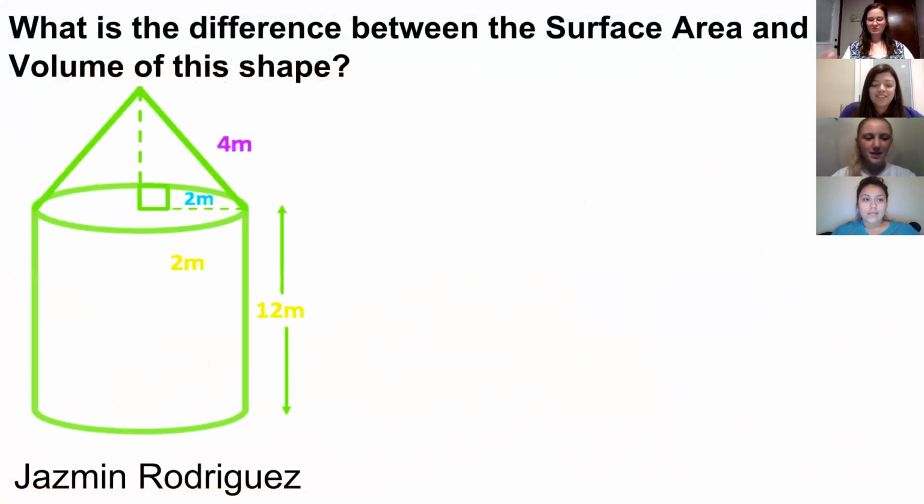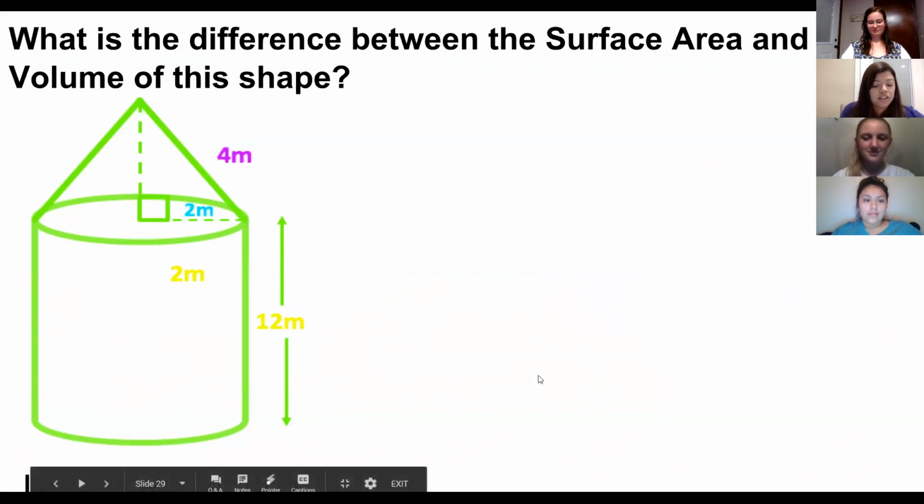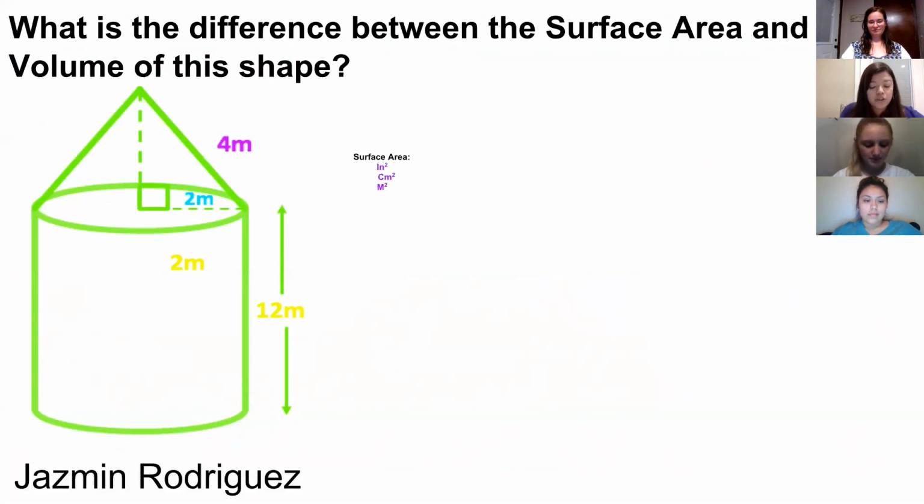Jasmine, can you explain the difference between the surface area and the volume of this shape? Of course I can. I know we've done a lot of talk about surface area and volume, and let me explain another easy way to determine what the difference is. Let's begin with surface area. Surface area would be the amount of space that covers the outside of our three-dimensional shape. In order to calculate it, we add up the areas of all the faces of the shape. Surface area is always measured in square units.